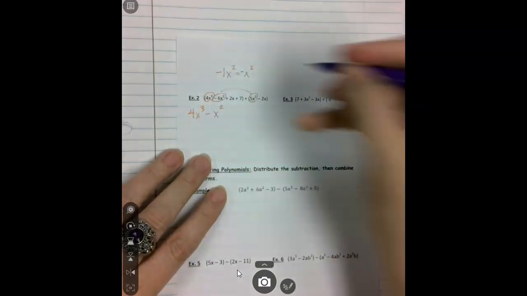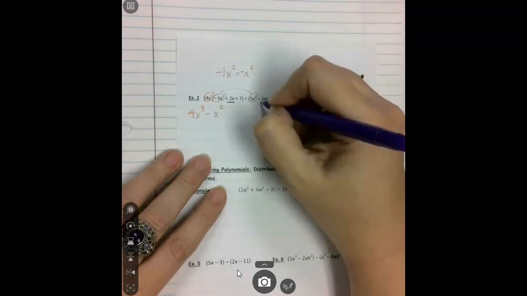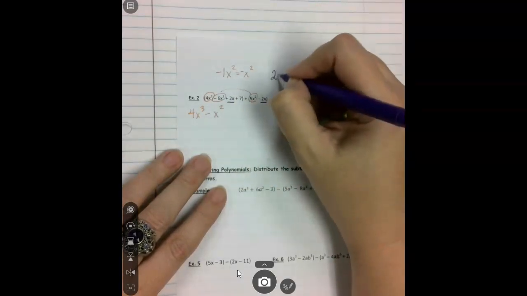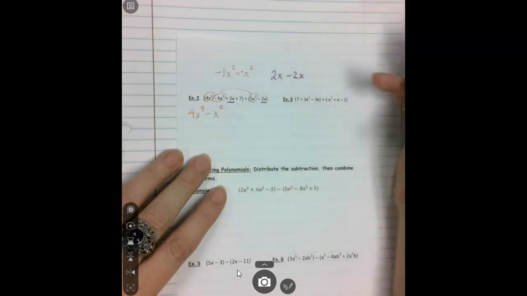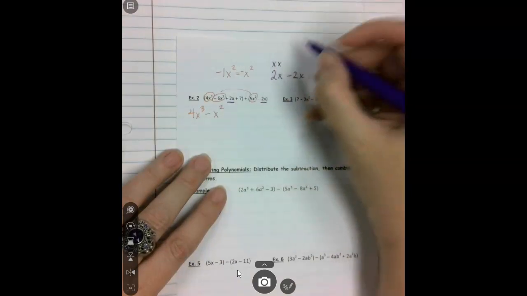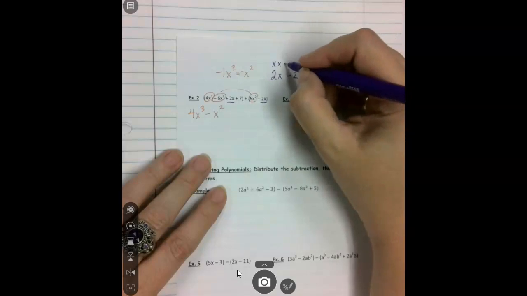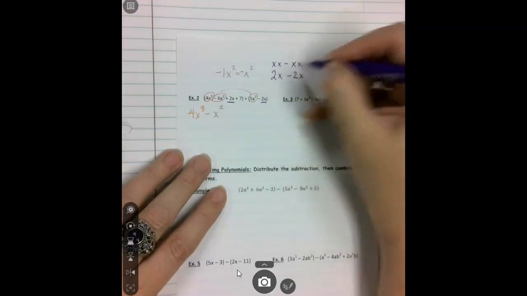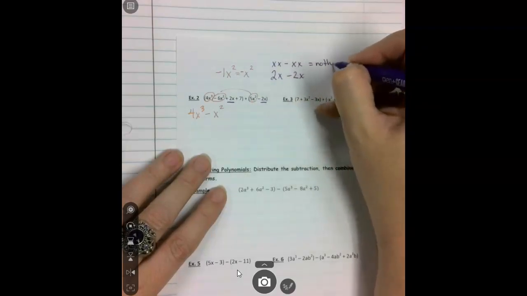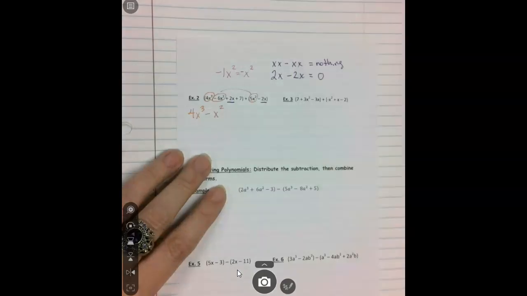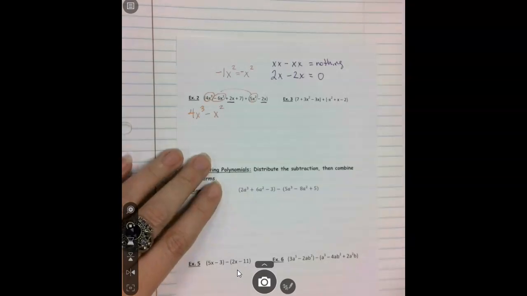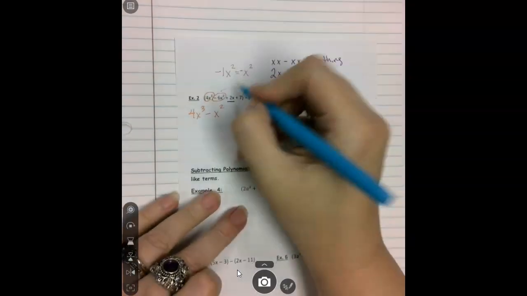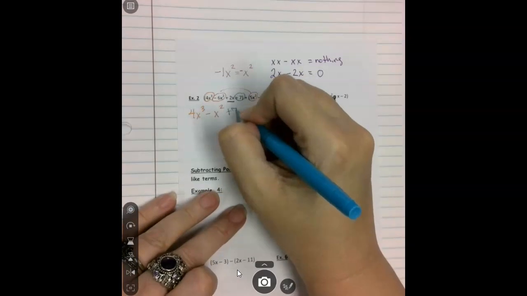Then my next one is 2x goes with negative 2x. Well, 2x minus 2x, this is like x and x. If I have 2 x's and then I take away 2 x's, I'm left with nothing. This is equal to 0. And I don't even write a 0 down here. I don't even write it. And all I have left is this plus 7 here. And I'm going to write this plus 7 down here. And I'm done.